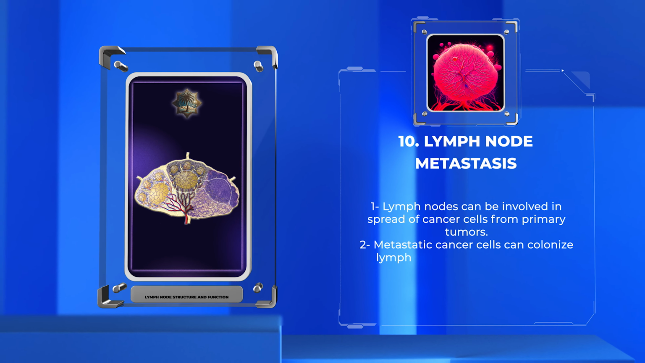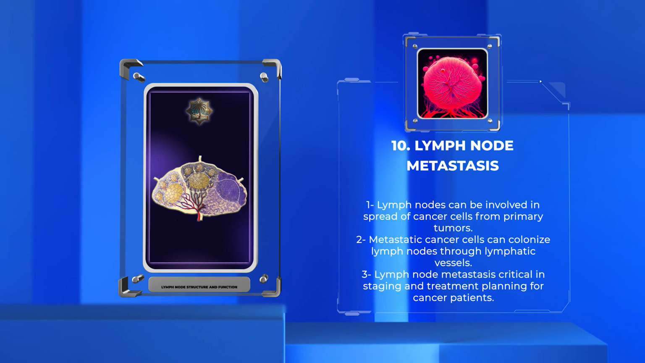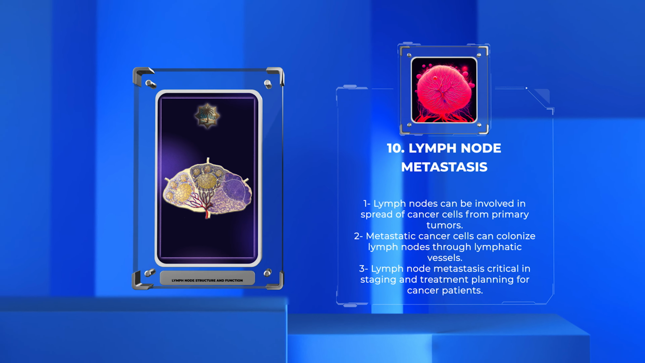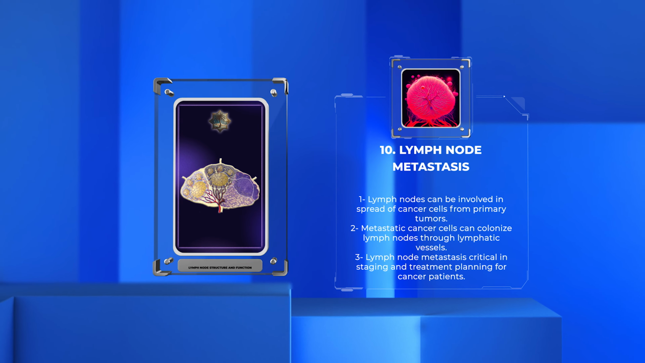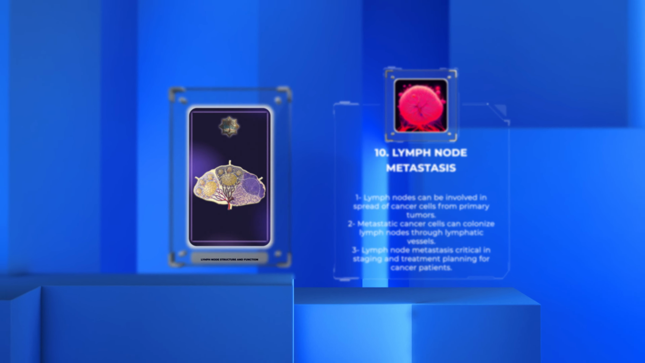Lymph nodes can be involved in the spread of cancer cells from primary tumors. Metastatic cancer cells can travel through the lymphatic vessels and colonize the lymph nodes. This process, known as lymph node metastasis, plays a critical role in staging and treatment planning for cancer patients.